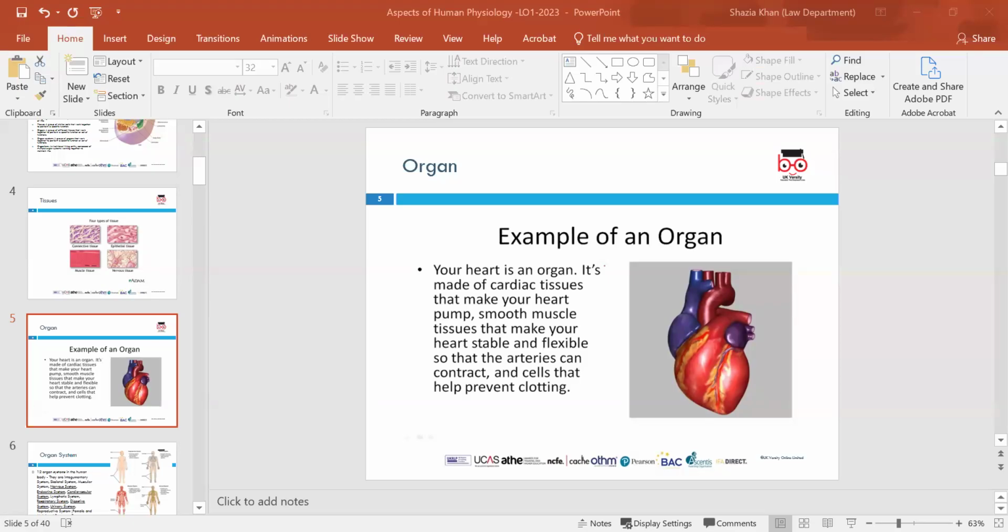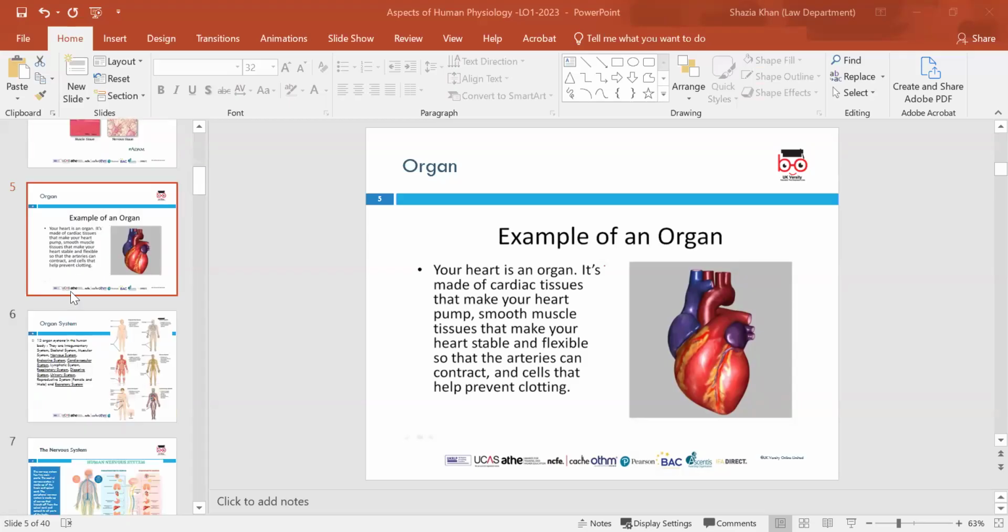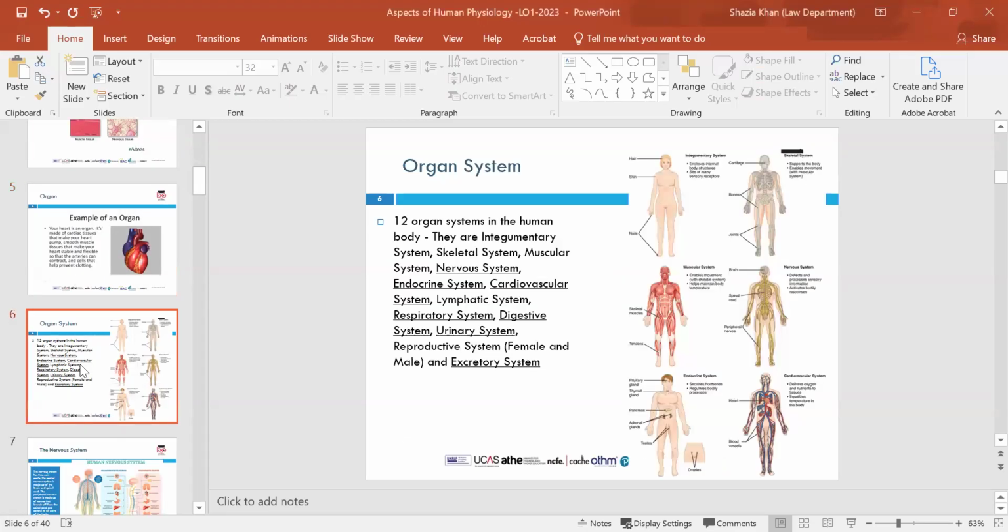So in this example here, they've given the heart. Then we look at the organ system. There are 12 organ systems in the human body, and they are things like the integumentary system, skeletal system, muscular system, nervous system, endocrine system, cardiovascular system, and that would be your heart, your arteries, your veins. And then you've got things like lymphatic systems.